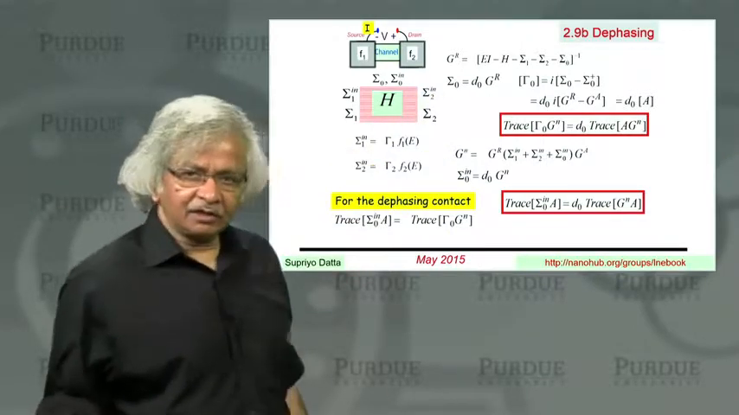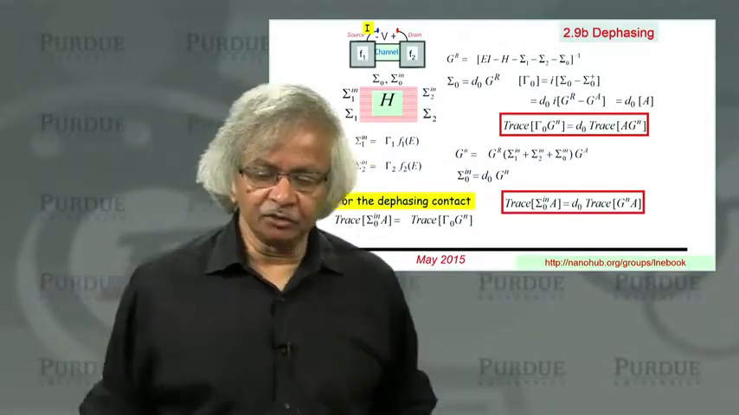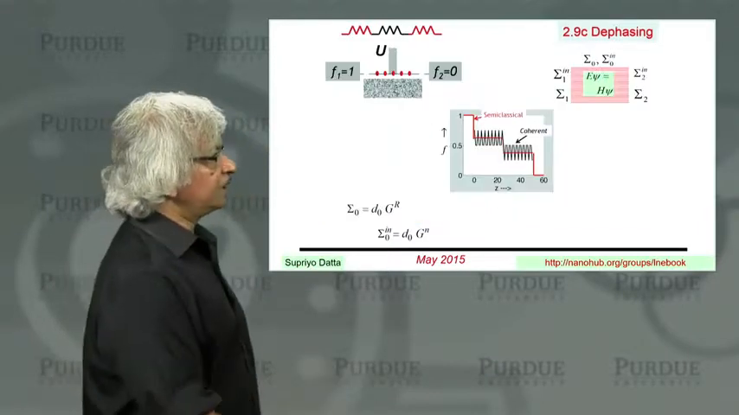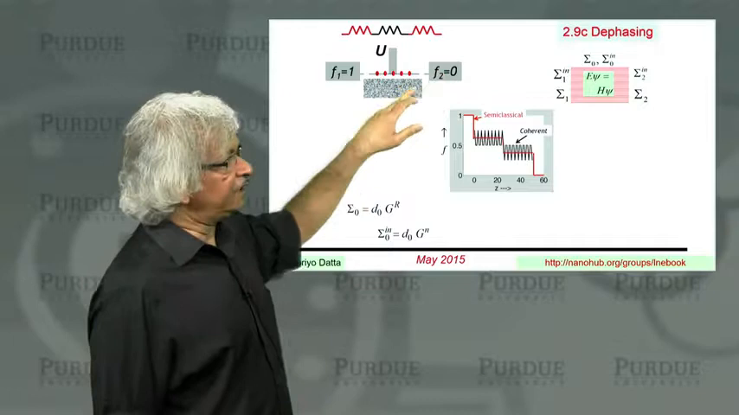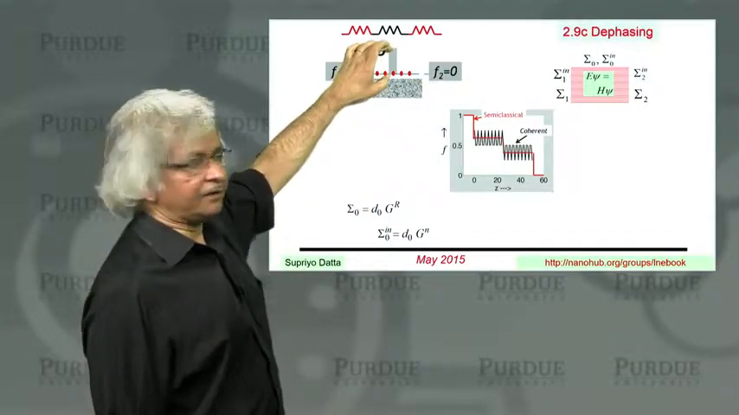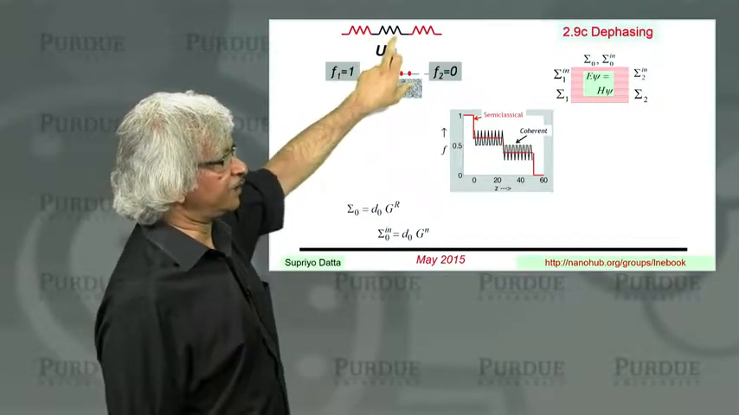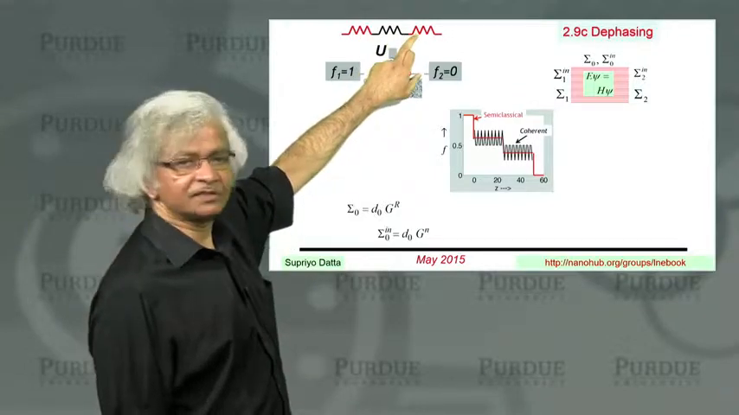But physically, what does it lead to? What effect does it describe? Well, let's do this problem. We take this old problem we had, namely a wire with a barrier, which is kind of like a resistance, and you have the interface resistances.